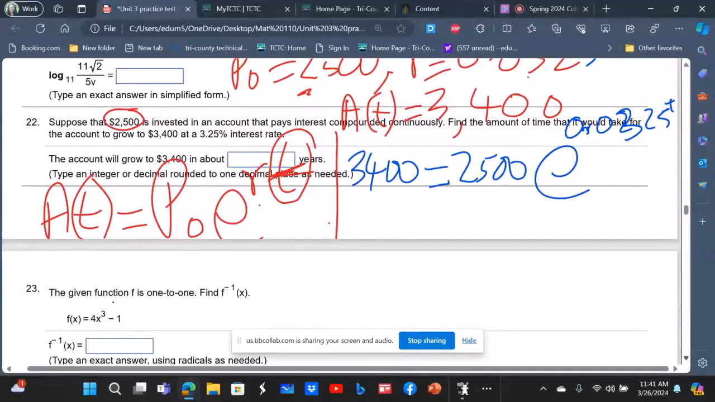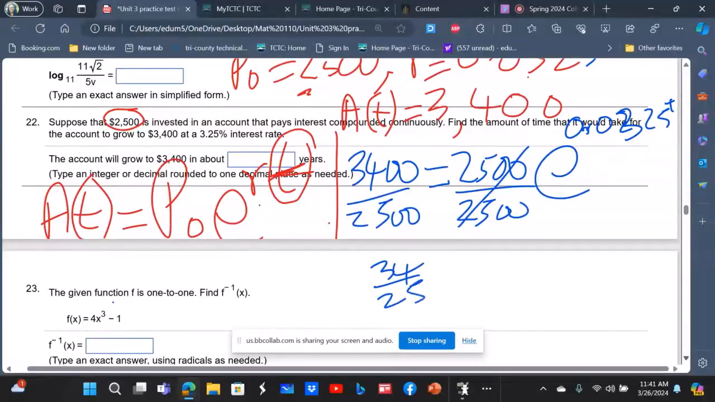Okay, let's do that. Divide both sides by the initial amount. This cancels, and two zeros cancel here. So I have 34 over 25 is equal to e to the power 0.0325t.